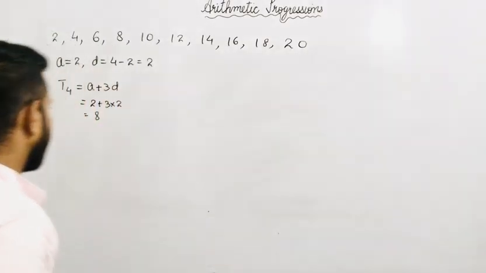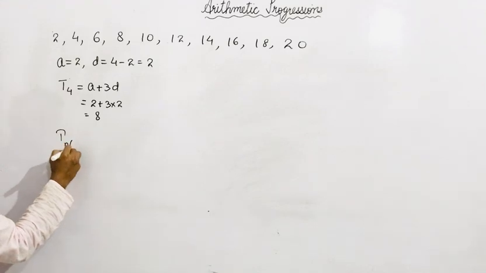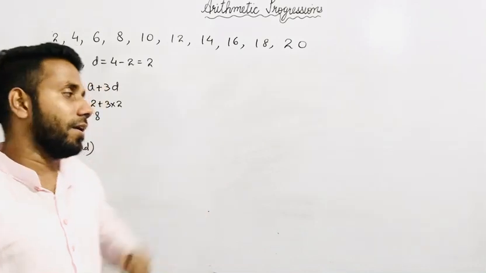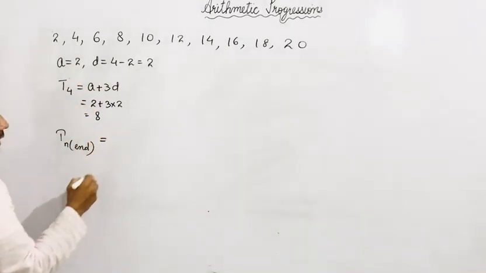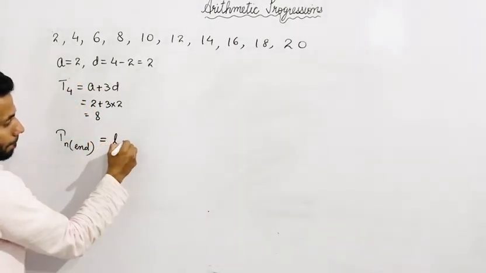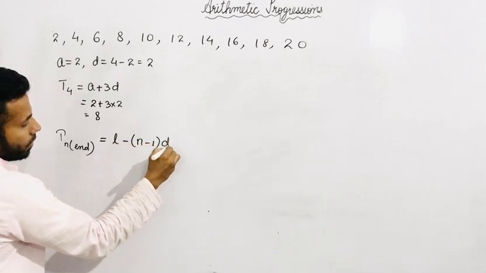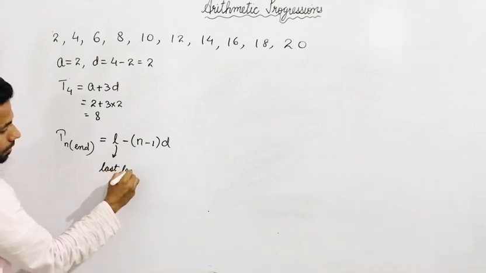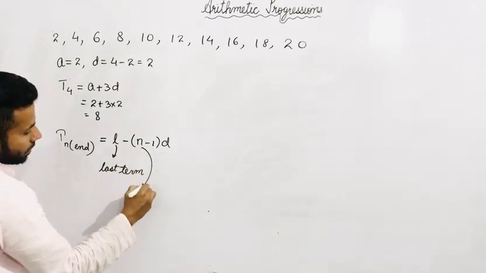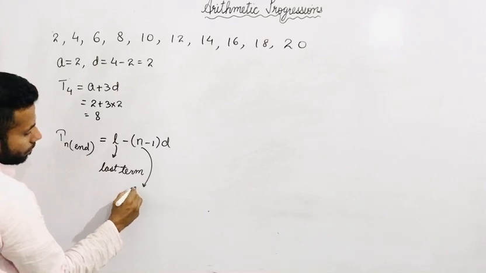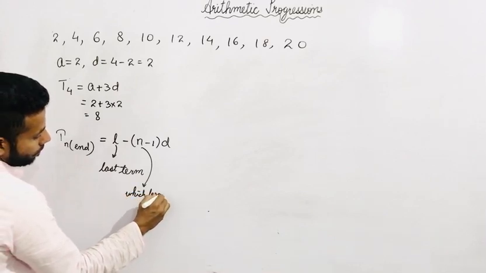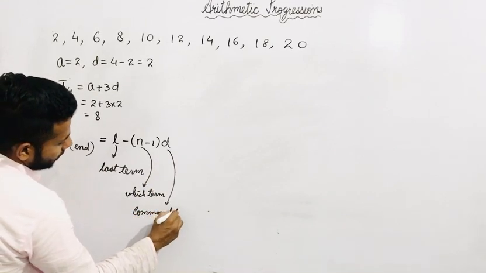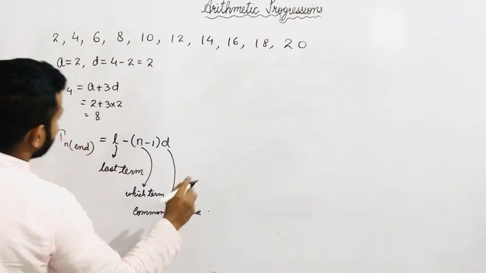Now you have a formula. Pn from the end. This formula is used to find any term of an AP from the end. So to find any term of the AP from the end, it is L minus (n minus 1) into D. What does L mean? L means last term. n means which term. And D means common difference.